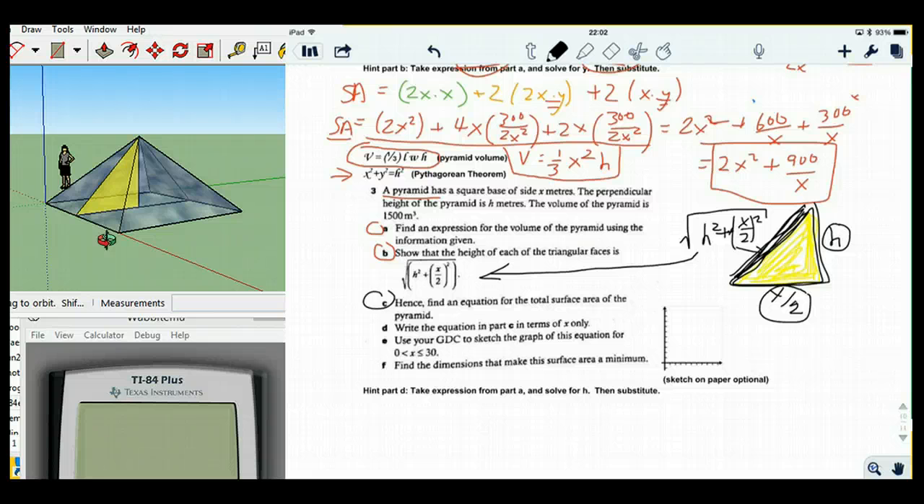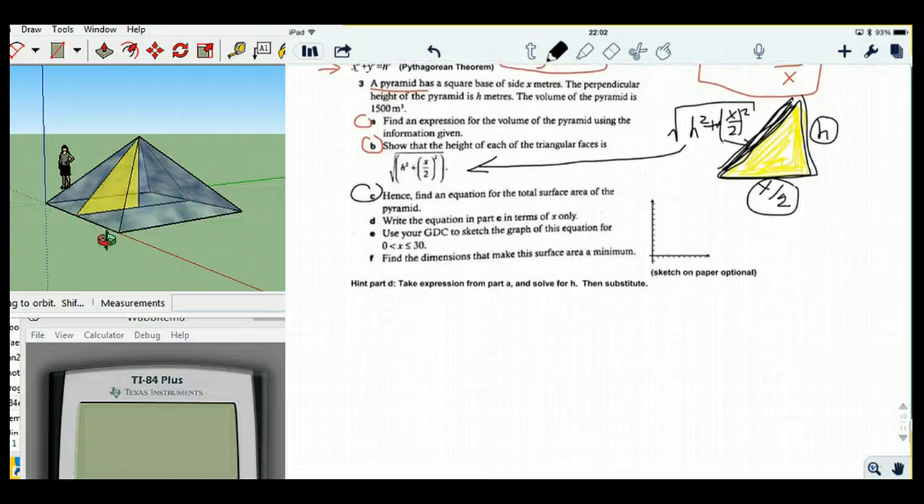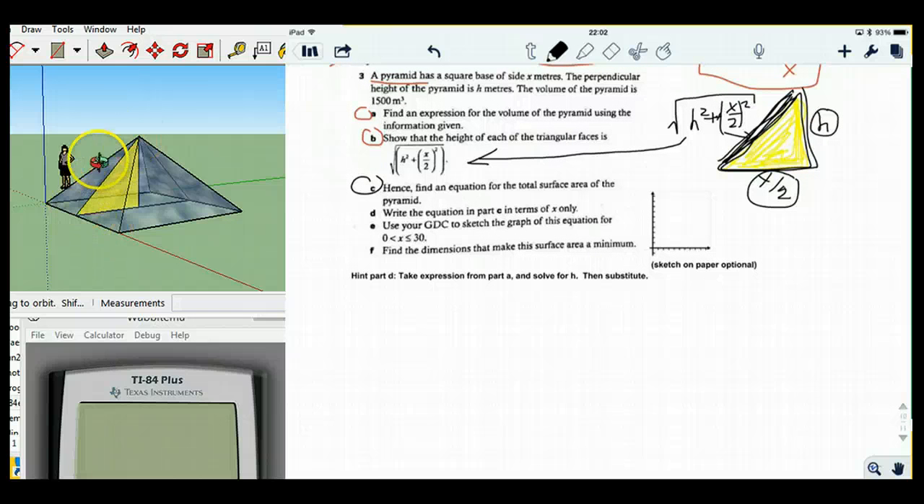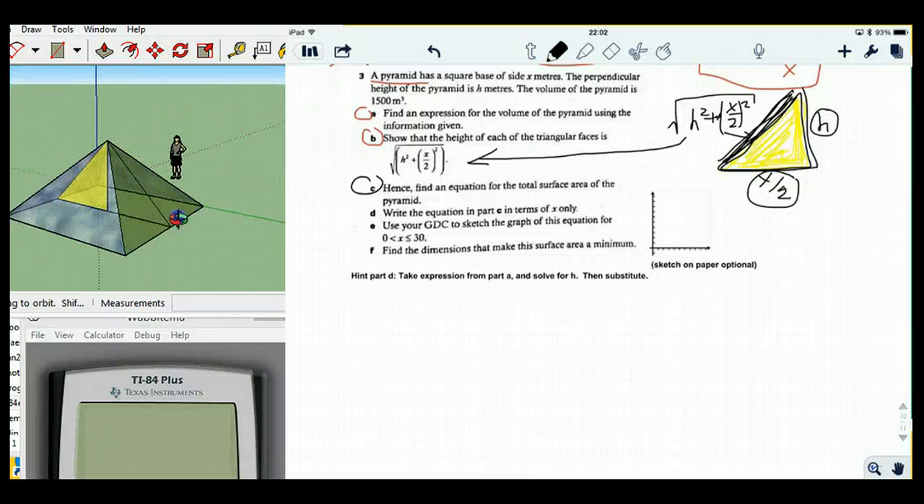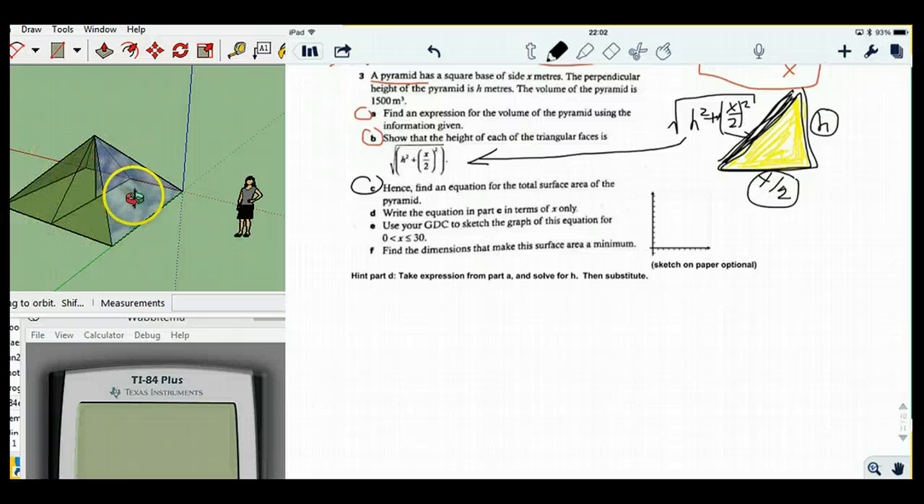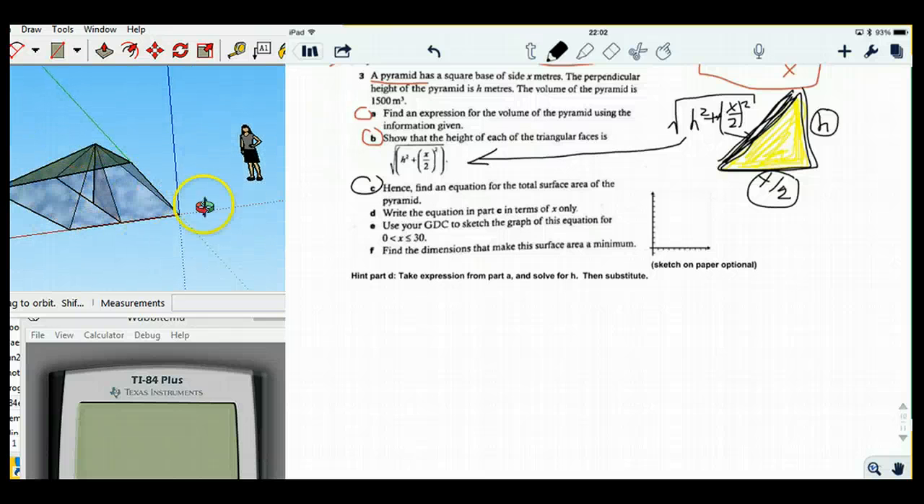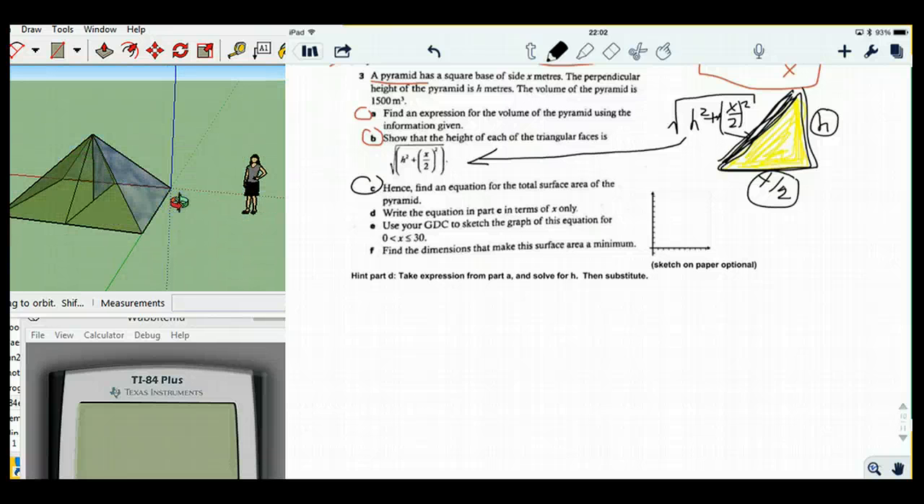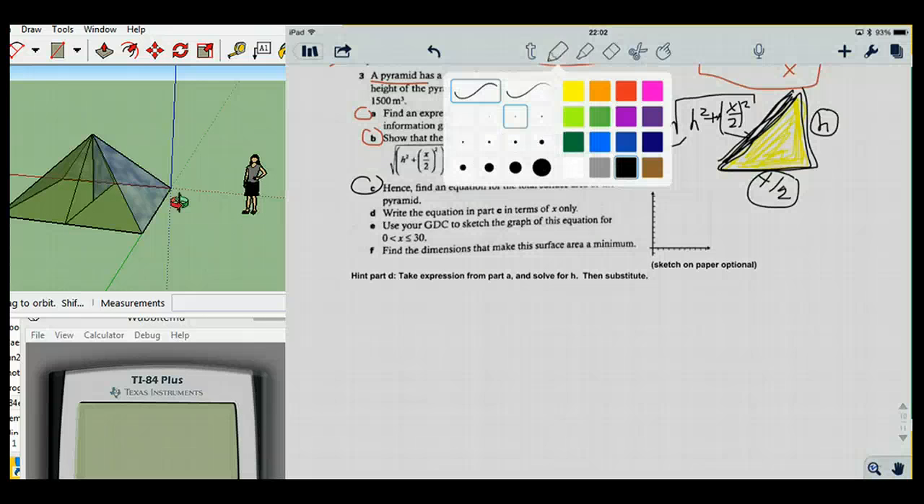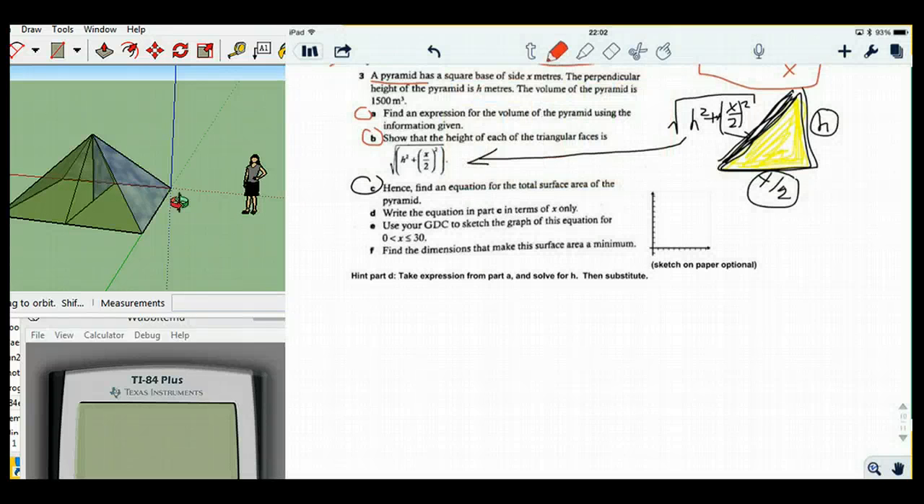Now it says find an equation for the total surface area of the pyramid. Okay, the total surface area of the pyramid. So the pyramid has 4 surfaces: 1, 2, 3, 4, right? It's got 4 triangular faces that are diagonal. And then it's got the bottom, which is a square-shaped face. So we've got 5 faces, 4 of which are identical triangles. So let's find the bottom piece first.